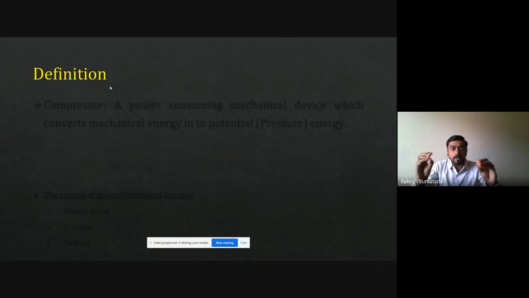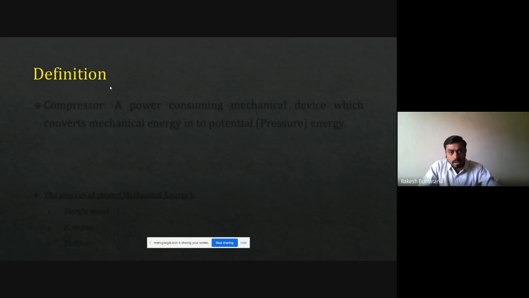Because mechanical devices are basically two types: one is power producing, another is power consuming. What is a power producing device? A power producing device means a device which produces mechanical energy, meaning from that device we get output as mechanical energy. What is a power consuming device?